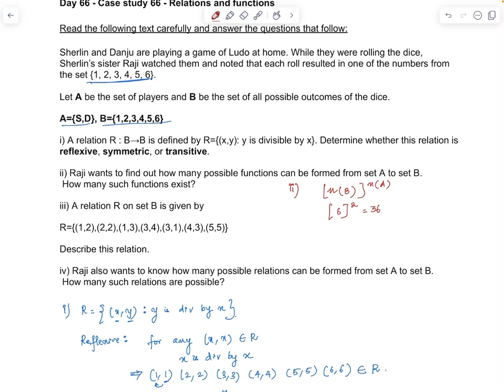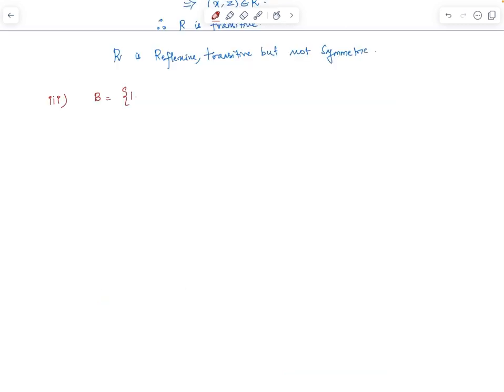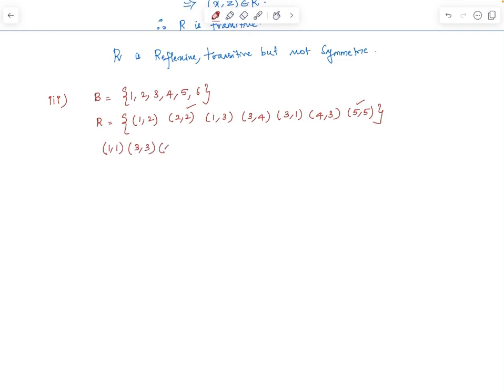Question 3. A relation R on set B is given by R is equal to a set of ordered pairs that have been given. Describe this relation. Set B is 1, 2, 3, 4, 5, 6. And R is a set of these ordered pairs. Looking at the ordered pairs, we have (2,2) and (5,5). (1,1) is not there. (3,3) is not there. (4,4) is not there. (6,6) is not there in R.